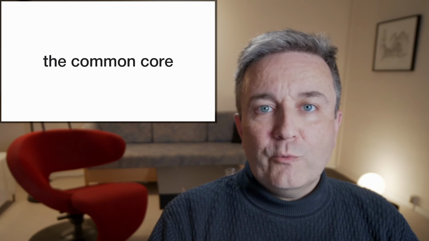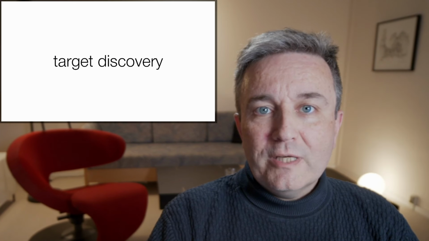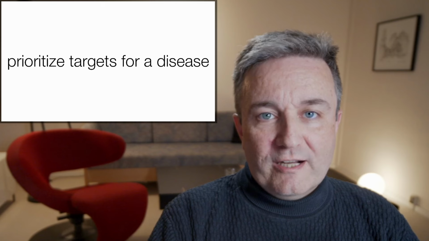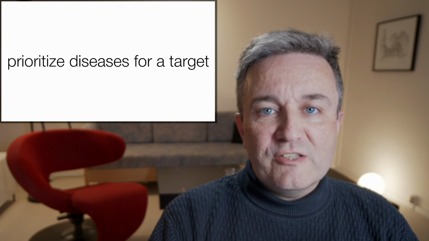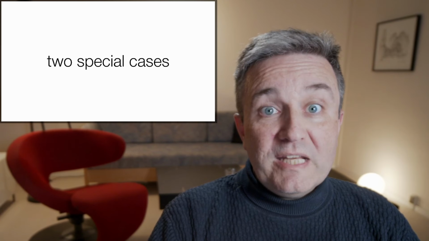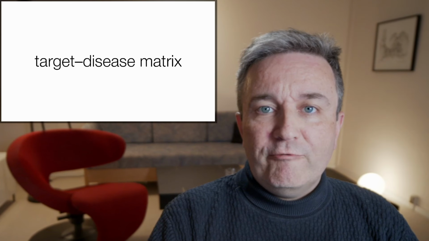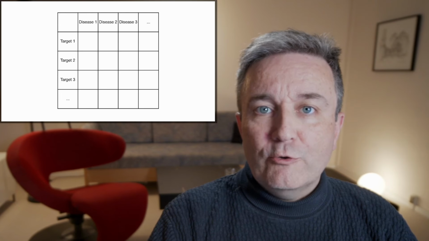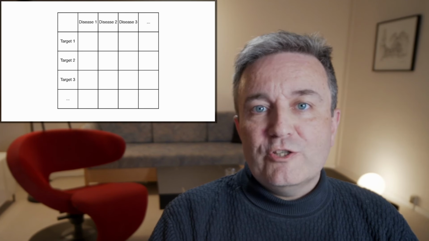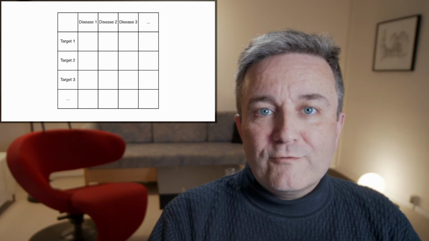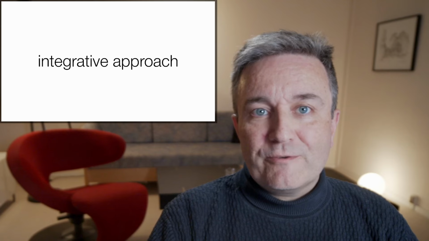With terminology out of the way, let's look at what's in common for the two tasks. Target discovery is all about prioritizing targets for a disease, whereas indication expansion is about prioritizing diseases for a target. This means that it's really two special cases of the same general problem, namely filling in the target disease matrix that looks like this, having all the targets and all the diseases and the associations between them. All you have to do is then, in principle, to slice columns or rows out of this matrix.